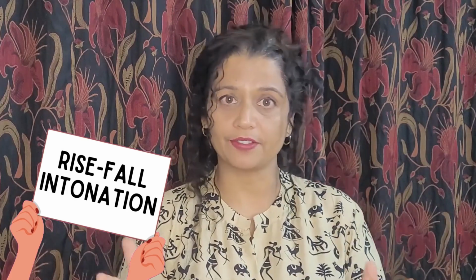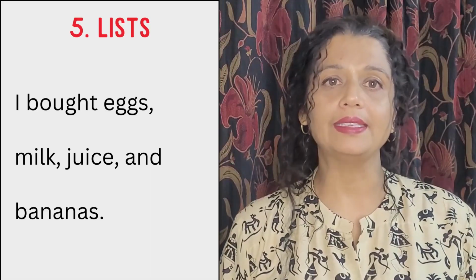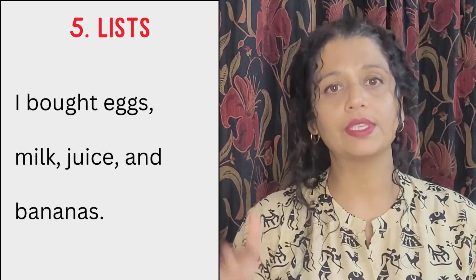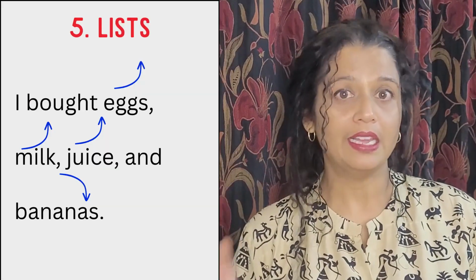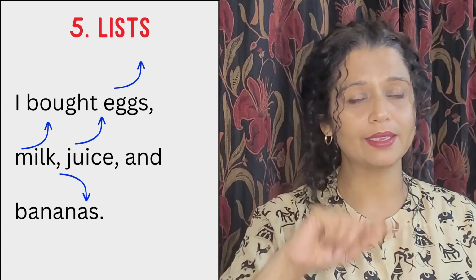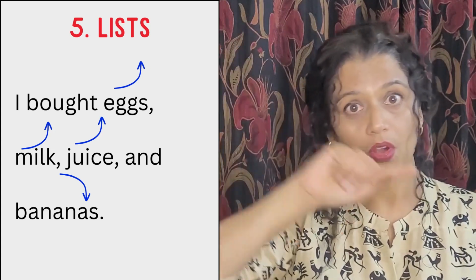The third type of intonation pattern is called a rise-fall intonation pattern. There are bits that rise and bits that fall predictably. And this is usually used for lists of items. Here is an example. I bought eggs, milk, juice, and bananas. Listen to what happened. Eggs, milk, juice, all three went up.